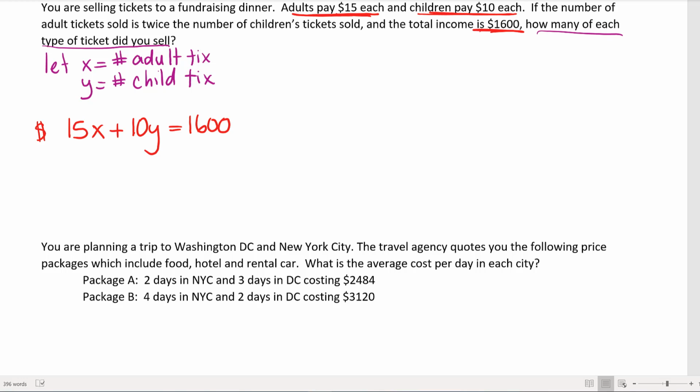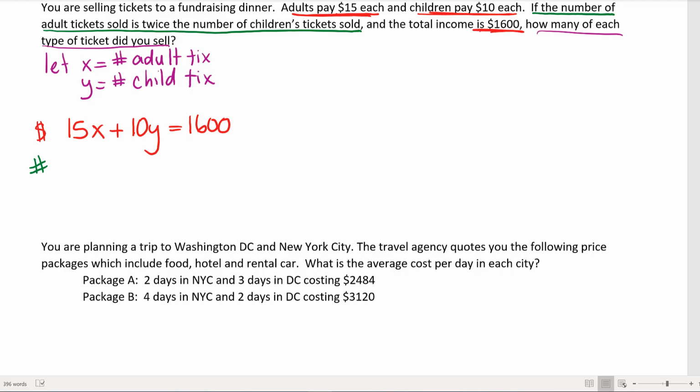Now the other equation, we are talking about the number of tickets. So let's keep reading. You are selling tickets to a number of fundraisers. Okay, so that's the first sentence, doesn't help. Adults pay 15 and children pay 10. Well, that already is used up. The next sentence, if the number of adult tickets sold is twice the number of children's tickets sold. So that right there is a comparative statement. We're comparing the number of adult tickets sold to the number of children's tickets sold. So we can write an equation for that.